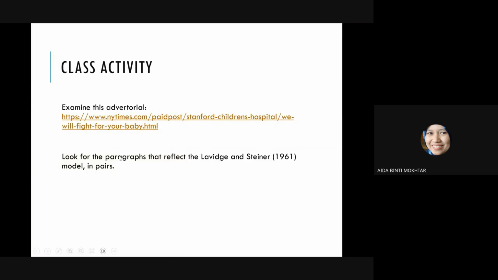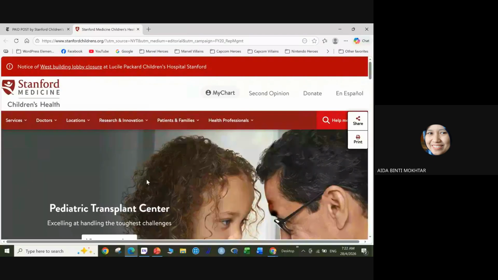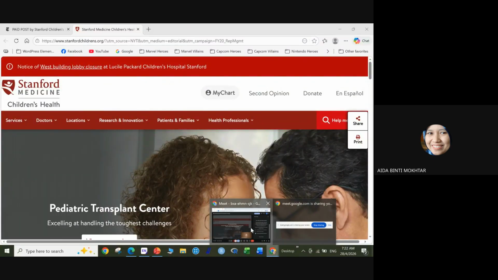Okay, so look for the paragraphs that reflect the Lavidge and Steiner model in pairs. You can do that as a simple exercise before you do your actual advertorial soon. Okay, so that's the end of the lecture for today.